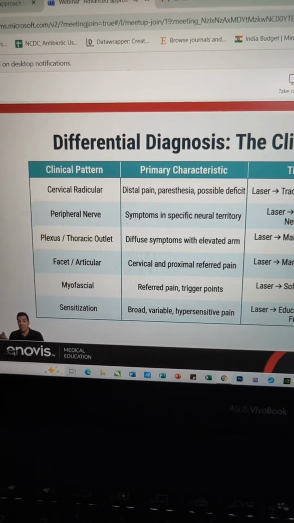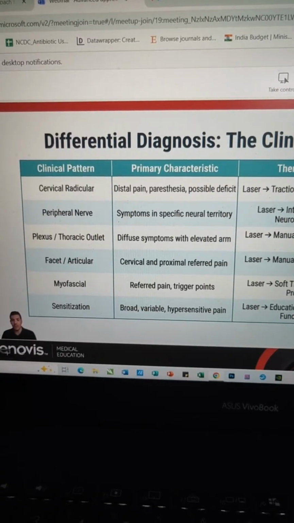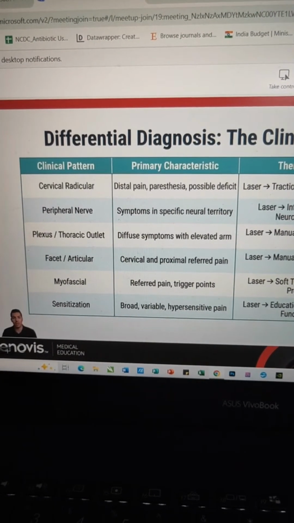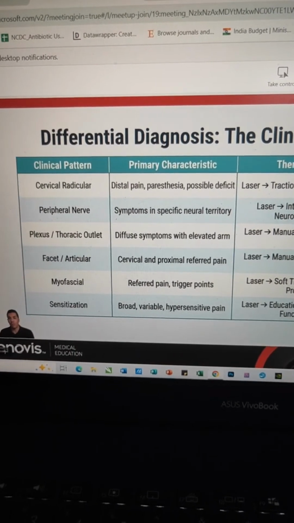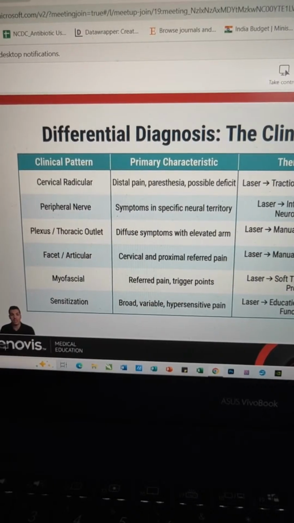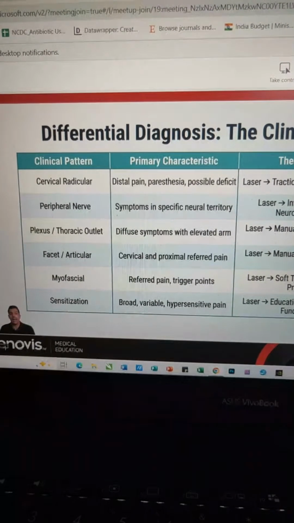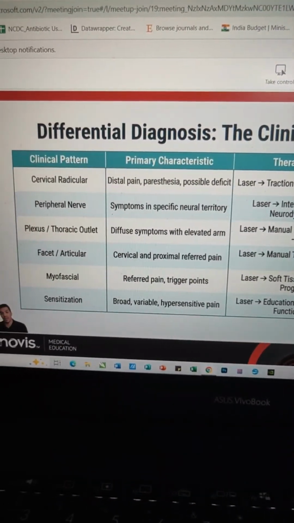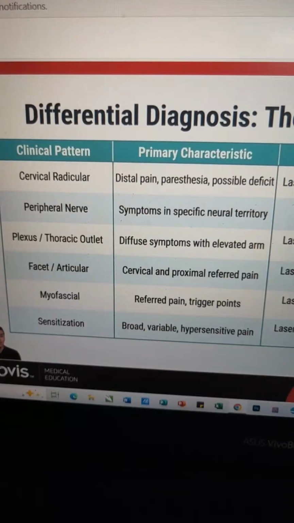Take note, in the cervical radicular pattern, what we expect to find is distal pain with paresthesia, and in some cases, sensory, motor, or reflex alterations. In this profile, we will always be able to use the laser to modulate pain, irritability, and inflammation, and then subsequently assess the response to traction, so that as a second step, we can then progress towards neurodynamics and exercise.